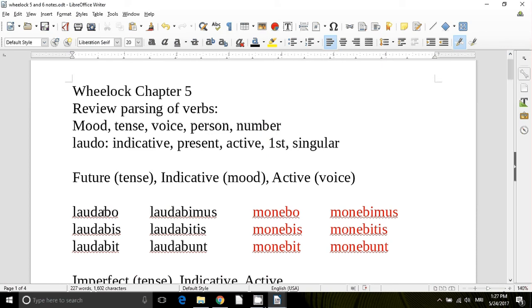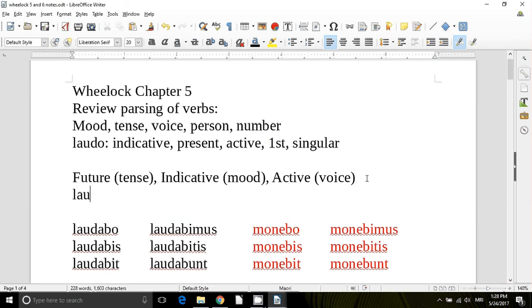And how are we going to do this? Well, we're going to take the present stem, which is lauda, which we get by dropping the re off of the infinitive, laudare. We're just going to drop that right off of there. And I should have put the macrons on these. So that should be laudabo, and so forth. We can correct those as we go.